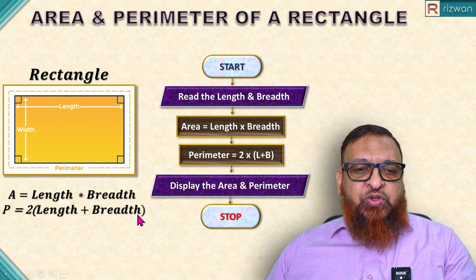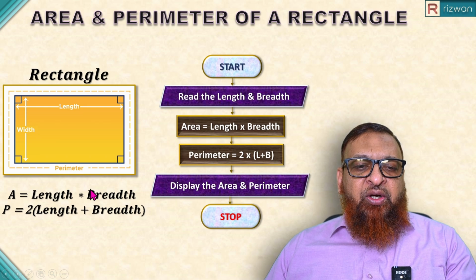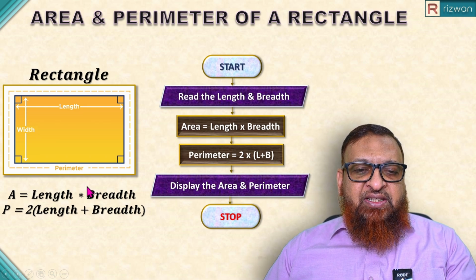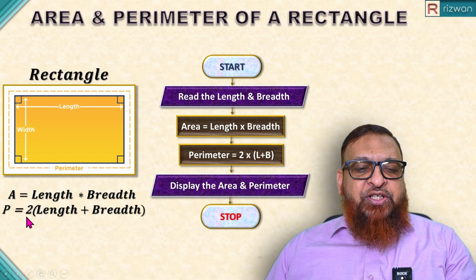Once we have this formula, we need to find out what the input and the output are for it. You can see the length and breadth, this is the input. And what is the output? Output is area and perimeter, A and P.